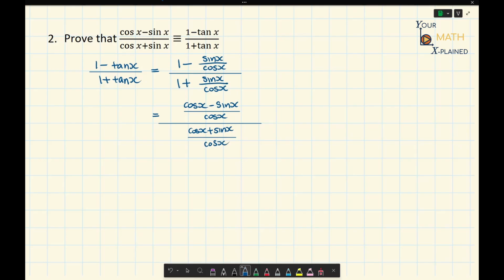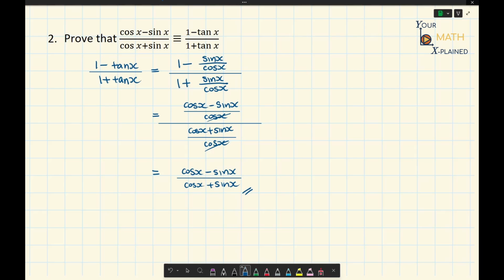And since we have cos x in both the numerator and the denominator, we can go ahead and cancel that out. And that means we're left with cos x minus sine x on top. And then our denominator is going to be cos x plus sine x. And in fact, that's exactly what we have on the left-hand side.